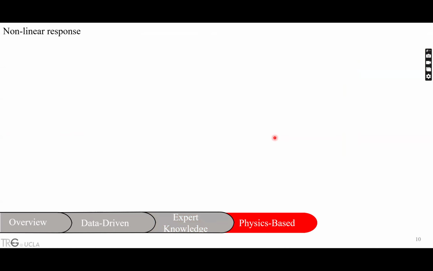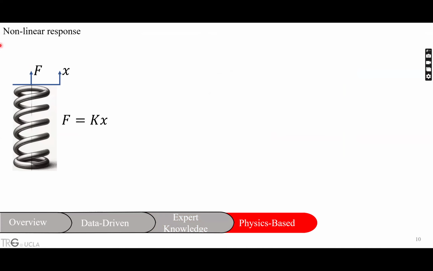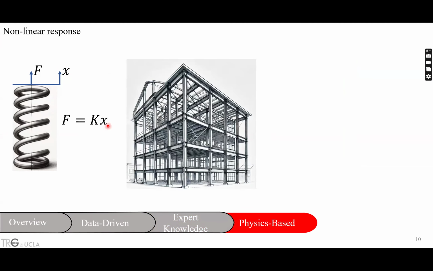The other civil engineering methods that the AI can help in, or the other branches, are physics-based models. So, for example, if you have a spring and you have the force F, and we have the displacement at x, we know that F equals kx. But what if you go to a very complex building? I mean, all these beams and columns are some sorts of nonlinear springs.